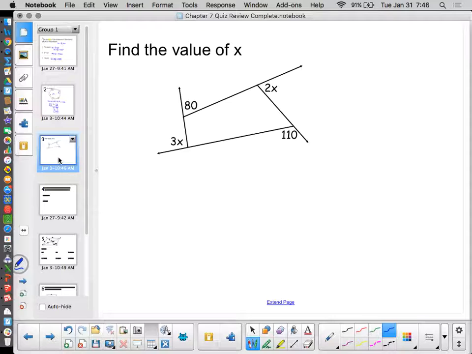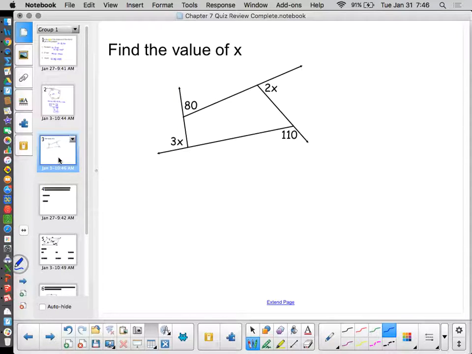Find the value of x. This time we're dealing with exterior angles. Exterior angles are easy. Why? Why are exterior angles so easy? They always add up to 360. It doesn't matter how many sides you are. If you have 3 sides or 117 sides, the sum of the exteriors is always 360, right?